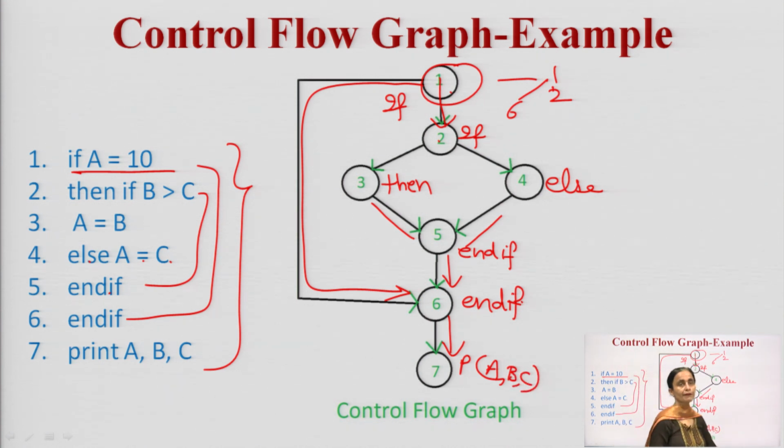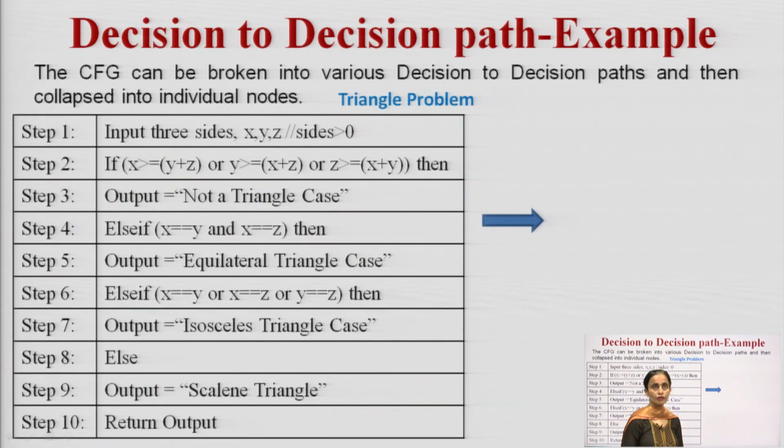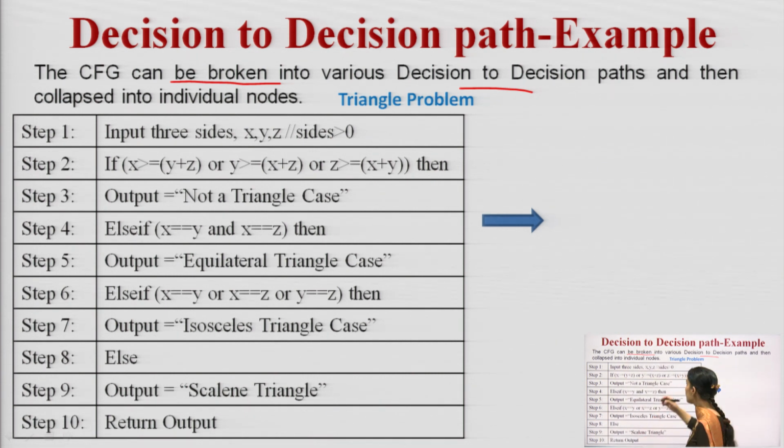So, for every program now I can write my CFG, I can draw it. Now, let us draw the decision to decision path. The CFG can be broken into various decision to decision paths and then it can be collapsed to individual nodes. So, I am taking here the triangle problem. The program is to check, given the inputs x, y, z, suppose I am giving the 3 inputs, what kind of triangle it is. Either it is not a triangle, or it is an equilateral triangle if all the sides are equal, or it is an isosceles triangle or a scalene triangle.